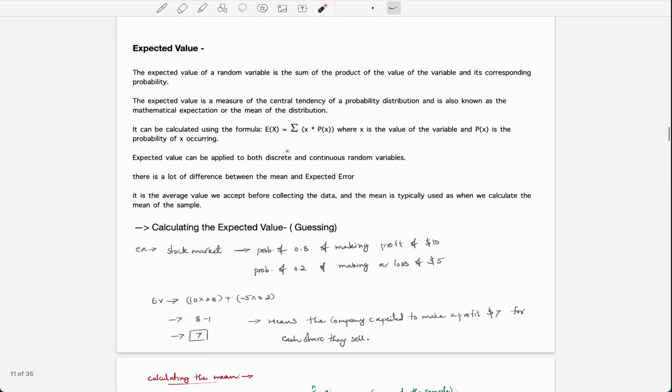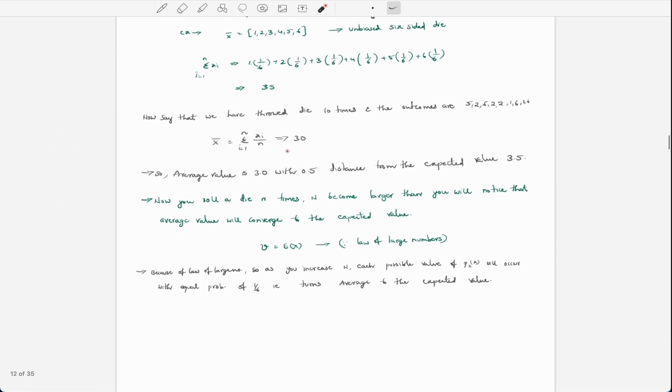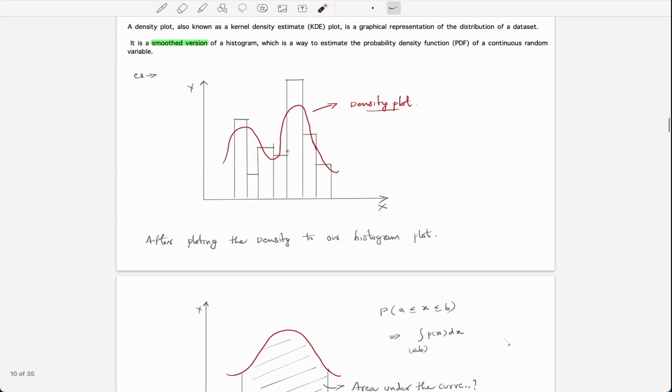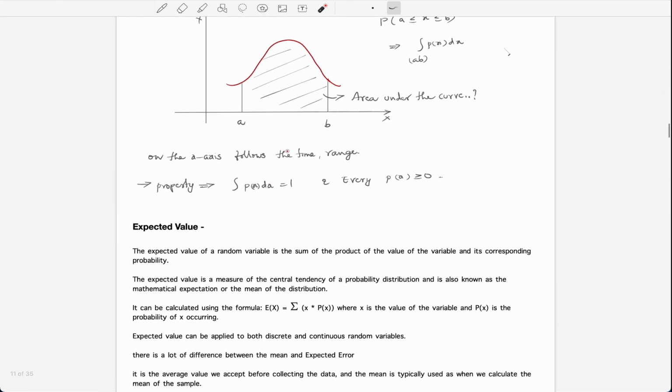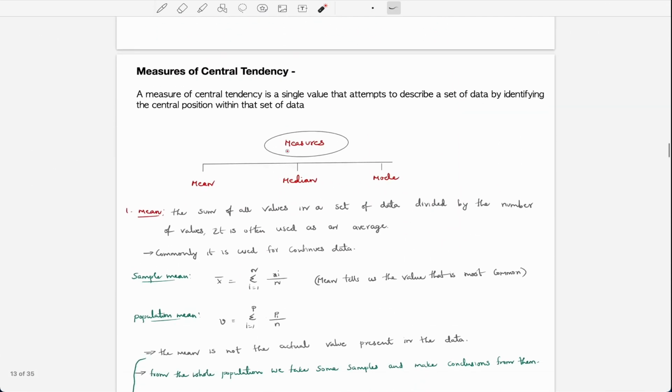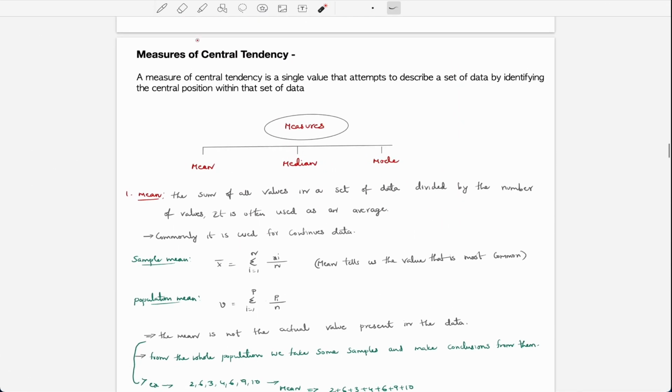In the previous lecture we had a great, detailed talk on expected values, histograms and density plots. Today we're going to cover something known as measures of central tendency. What are measures of central tendency? What are mean, median and mode? We're going to look at them in a detailed way.